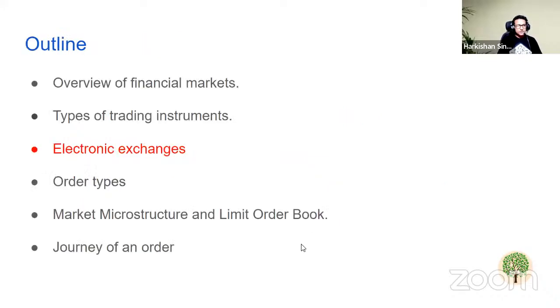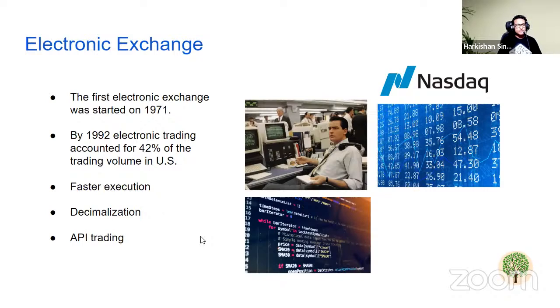So now we come to electronic exchanges. The first electronic exchange, as I've said, was started in 1971. It was NASDAQ. From there on, by 1992, it accounted for almost 42% of the total trading volume in the US. So within a very short span of time, it captured around 42% of the market. Most of the trading volumes were coming from these advanced electronic brokers and traders who use electronic devices.